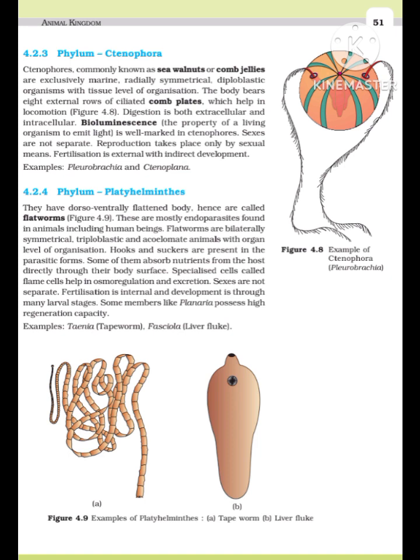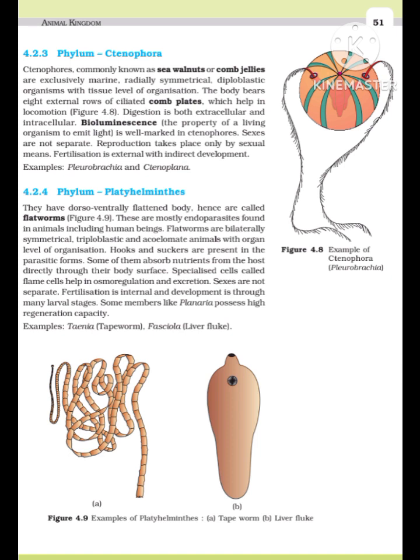4.2.4 Phylum Platyhelminthes. They have dorsoventrally flattened body, hence are called flatworms, Figure 4.9. These are mostly endoparasites found in animals including human beings. Flatworms are bilaterally symmetrical, triploblastic, and acoelomate animals with organ level of organization. Hooks and suckers are present in the parasitic forms. Some of them absorb nutrients from the host directly through their body surface. Specialized cells called flame cells help in osmoregulation and excretion. Sexes are not separate. Fertilization is internal and development is through many larval stages. Some members like planaria possess high regeneration capacity.